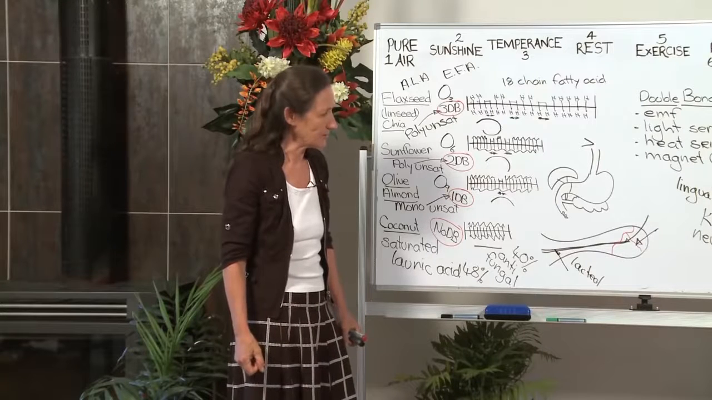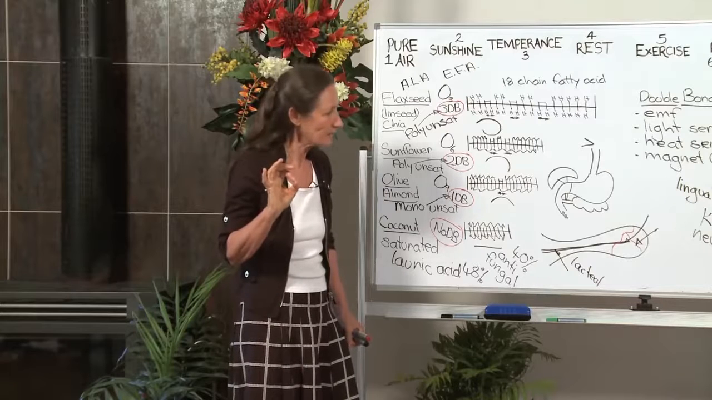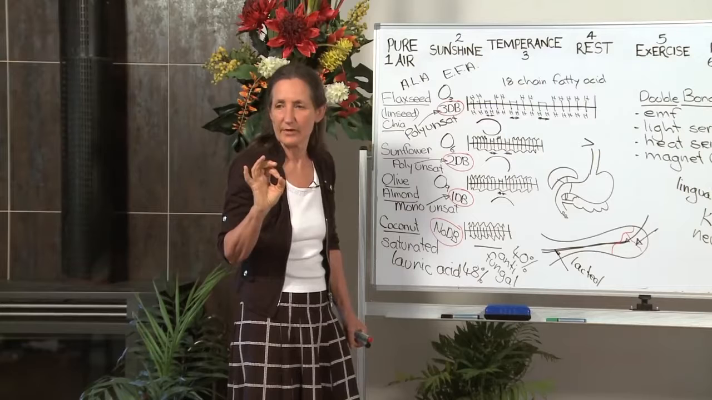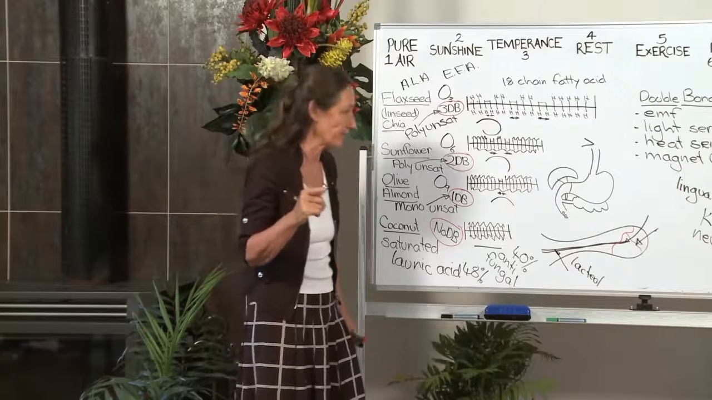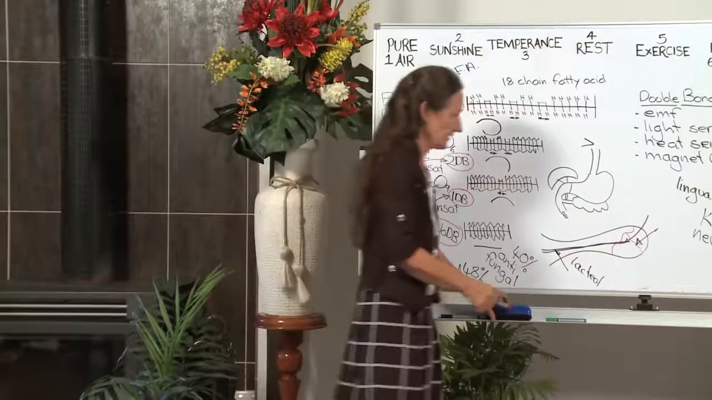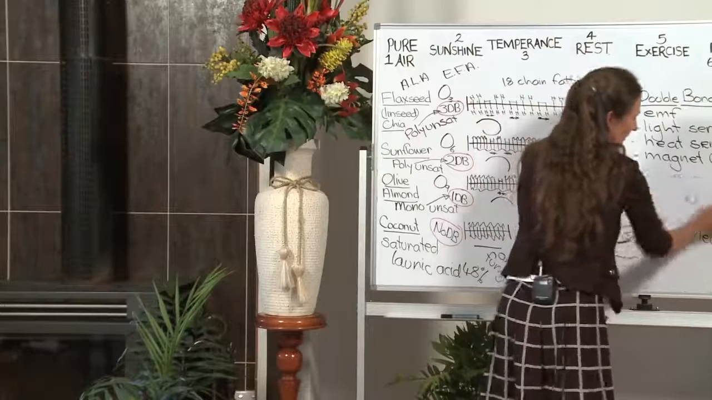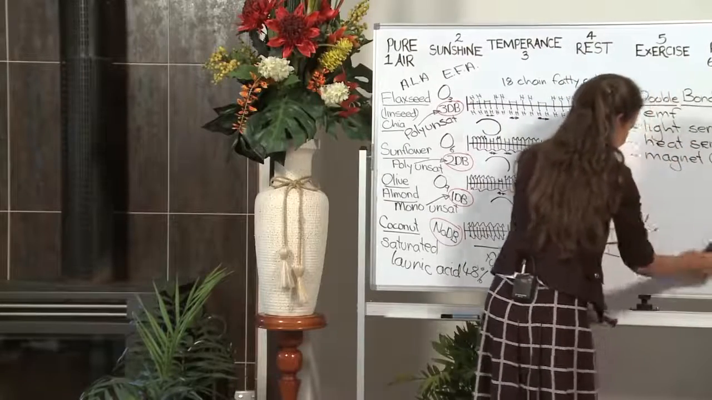The other day I told you that every cell has a membrane around it, and that membrane is 50% protein, 50% fat, except for the brain cell, 70% fat. So that gives you a little bit of an idea on why the fat is so important in brain health.